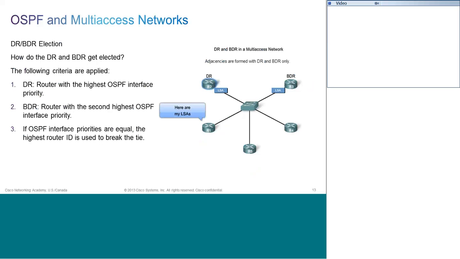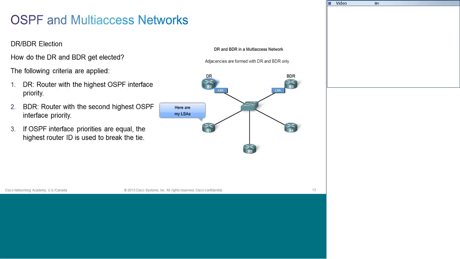So how are designated routers and backup designated routers elected? The following criteria are applied when electing a designated router and a backup designated router. First thing that will happen is the router with the highest OSPF interface priority will become the designated router. Don't forget, by default, they're all set to 1. So you would have to manually go in and change a certain router to a higher number so that it would be the designated router.